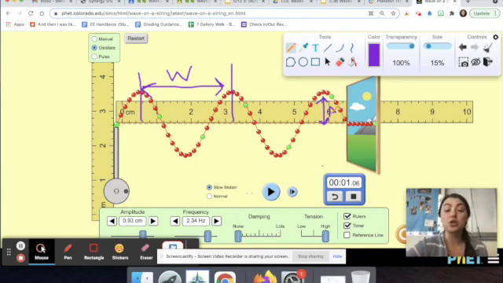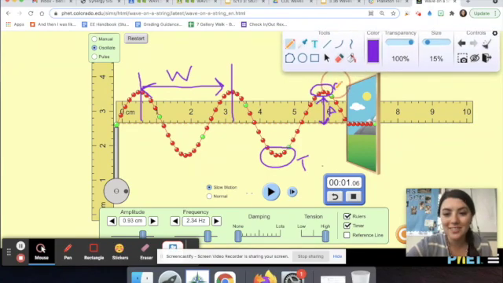The third is going to be a trough. That's the bottom of your wave. So here's our trough. We'll put a T for trough. And then the fourth is going to be your crest. It's the top of a wave. So here is the top of the wave. I'll put a C for crest. There we go, C for crest, top of the wave.